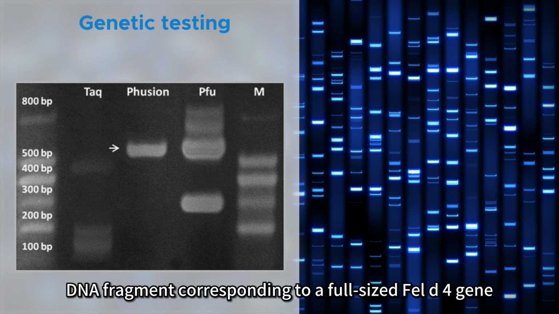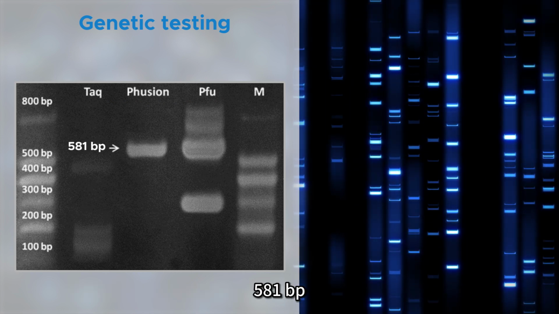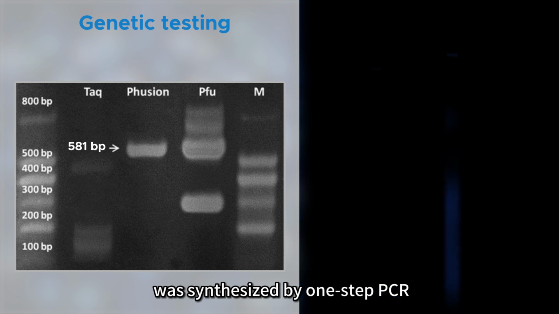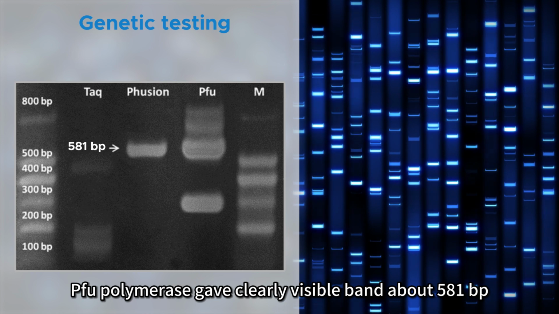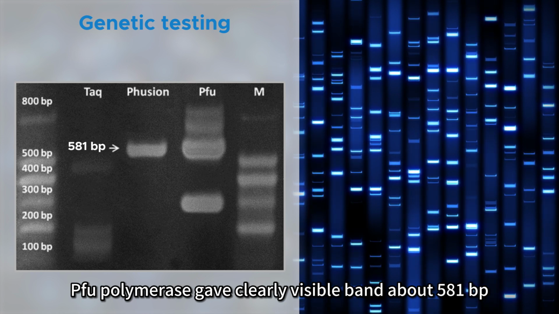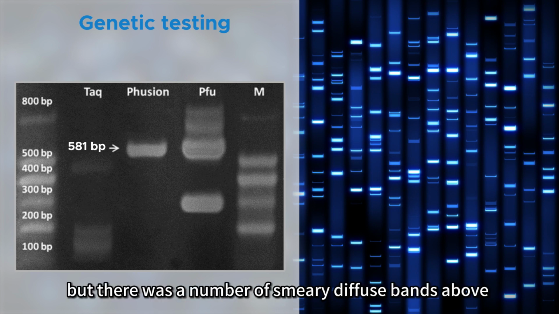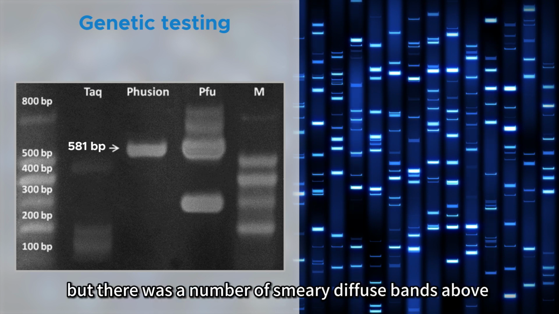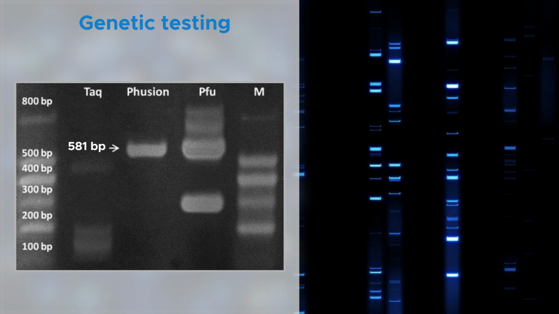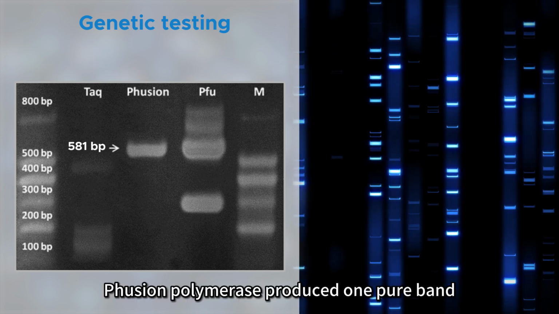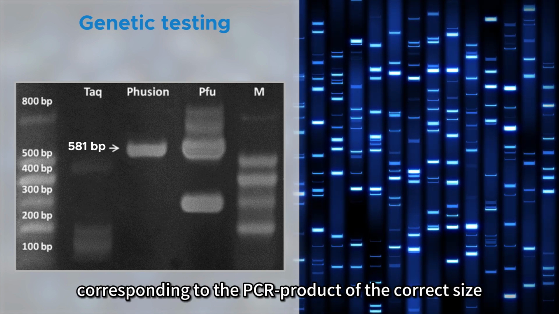A DNA fragment corresponding to a full-sized FELD4 gene, 581 bp, was synthesized by one-step PCR. Pfu polymerase gave a clearly visible band at about 581 bp, as was anticipated, but there were a number of smeary diffuse bands above and one extra 300 bp band. Fusion polymerase produced one pure band, corresponding to the PCR product of the correct size.